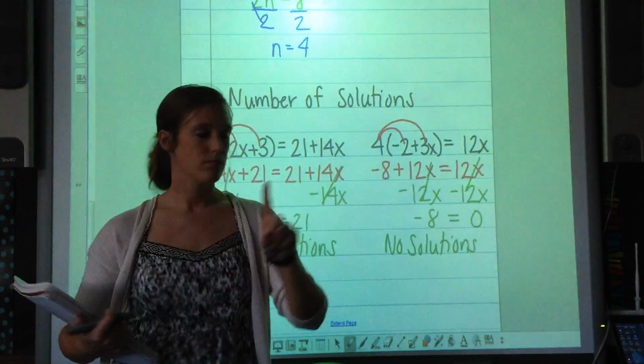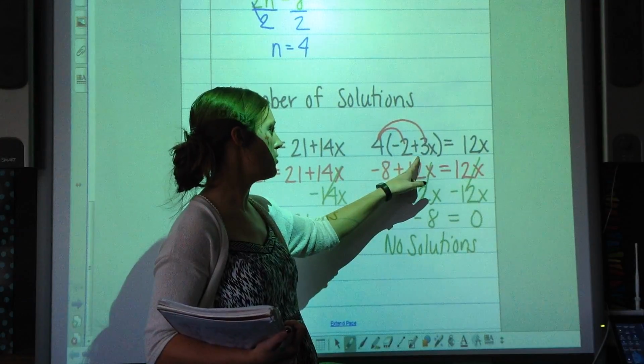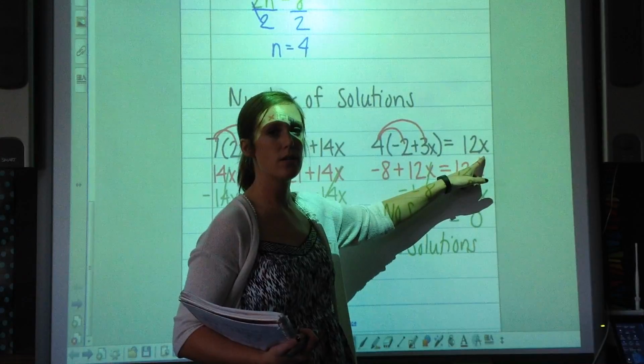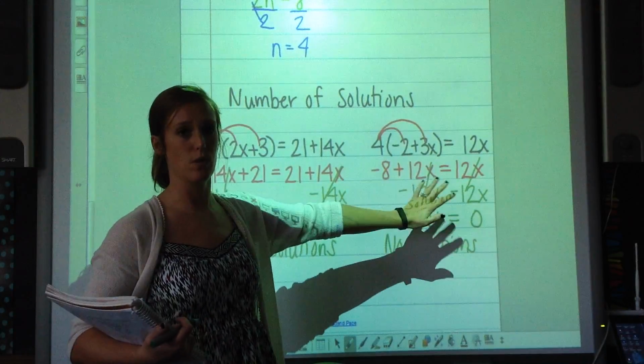Let's plug 1 in, okay? 3 times 1 is 3. 3 plus a negative 2 is 1. 1 times 4 is 4, so on this side I get a 4. 12 times 1 is 12. 4 does not equal 12. It doesn't work. Nothing will work for this equation.